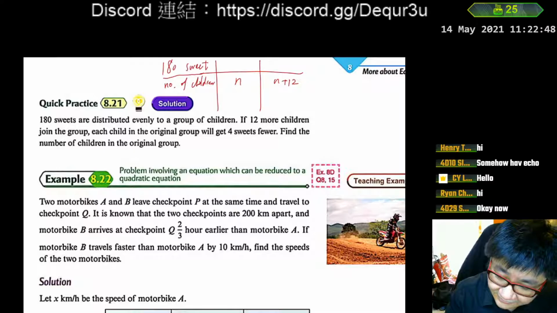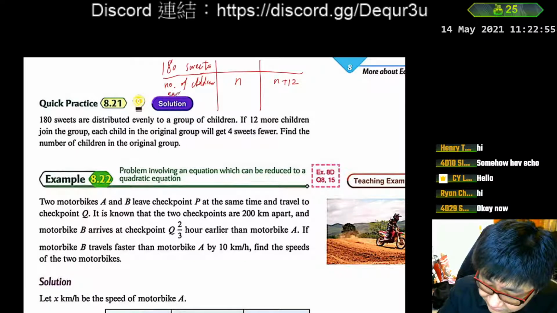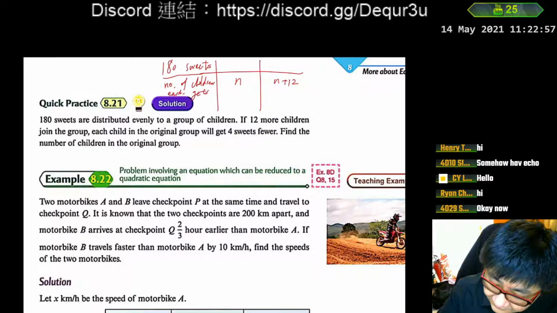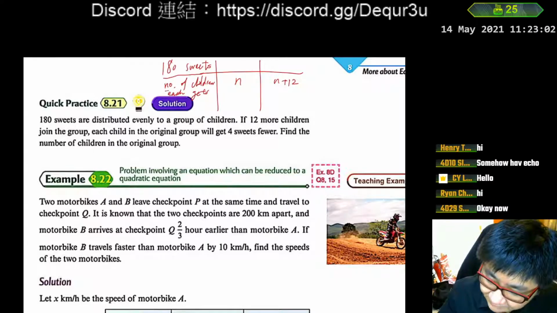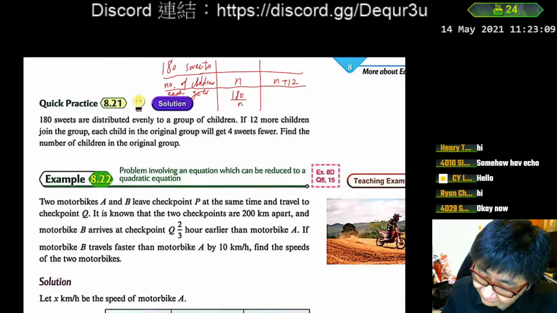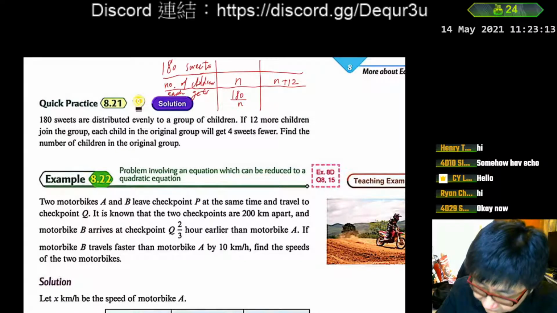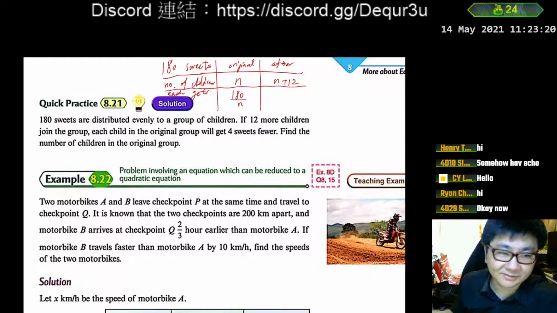And then the other thing is, what about distributing, sharing these 180 sweets? We also check how many each of them will get. Therefore in the table, the other column will be that each of them will get 180 over n. And what about the new situation? This is the original, and this will be the after. So making a table to handle those data may make things easier.